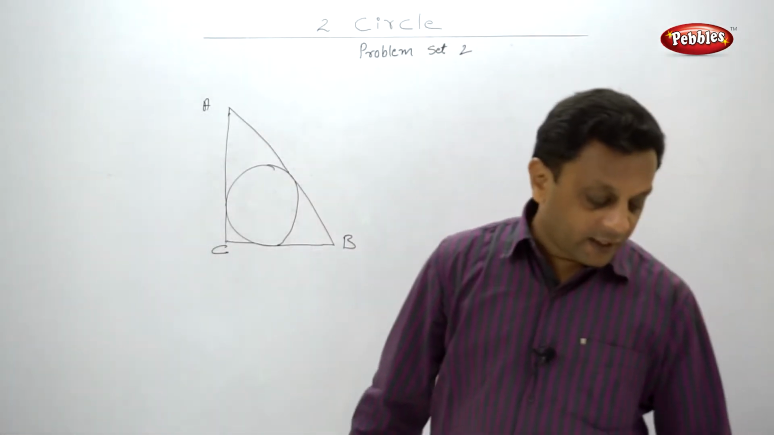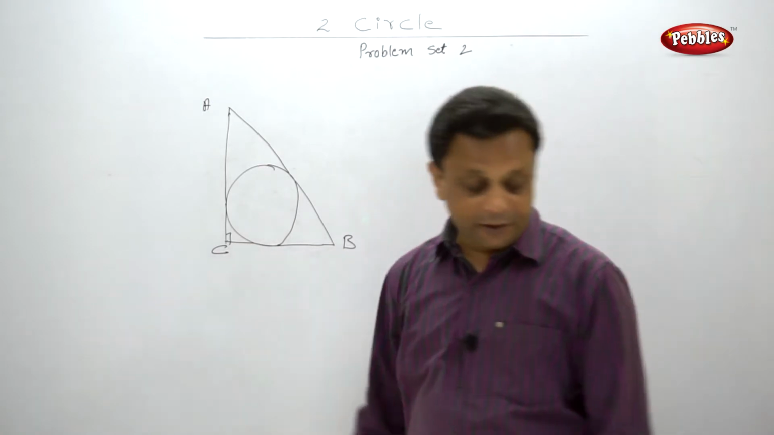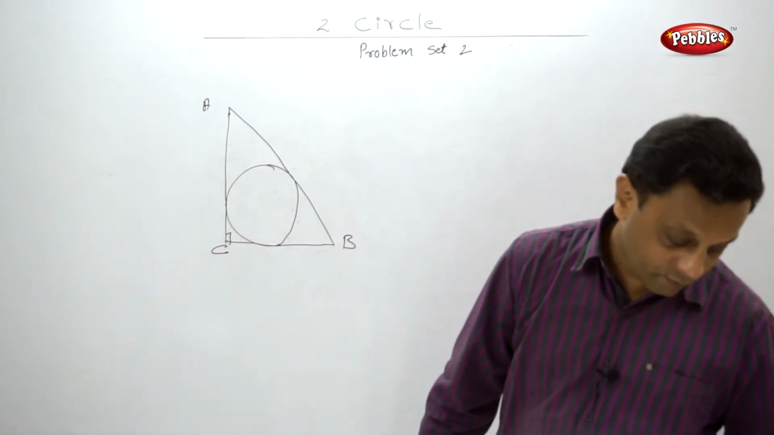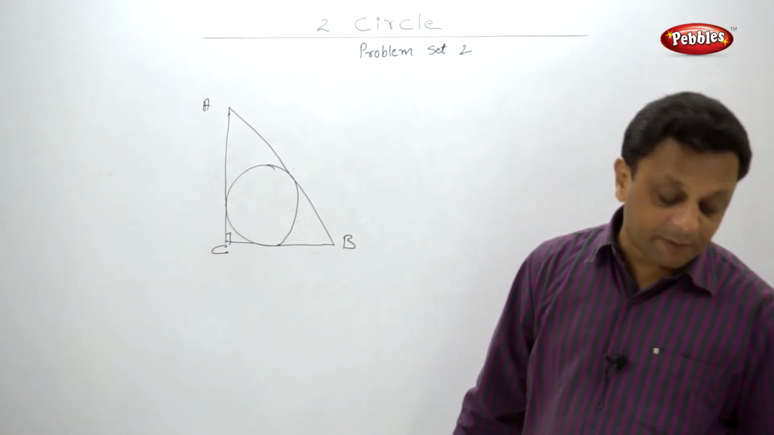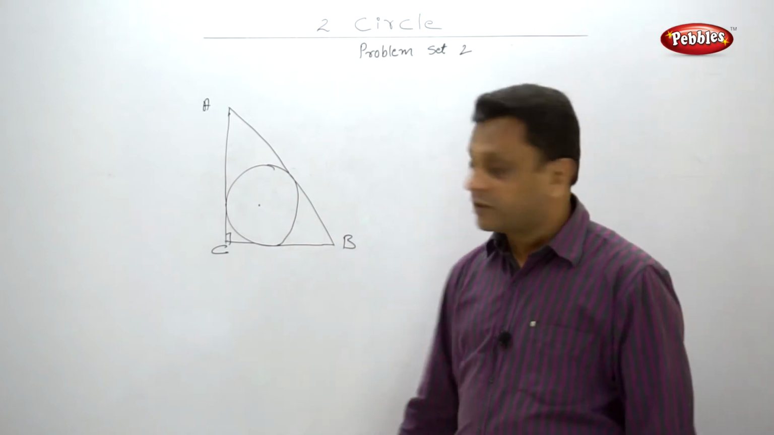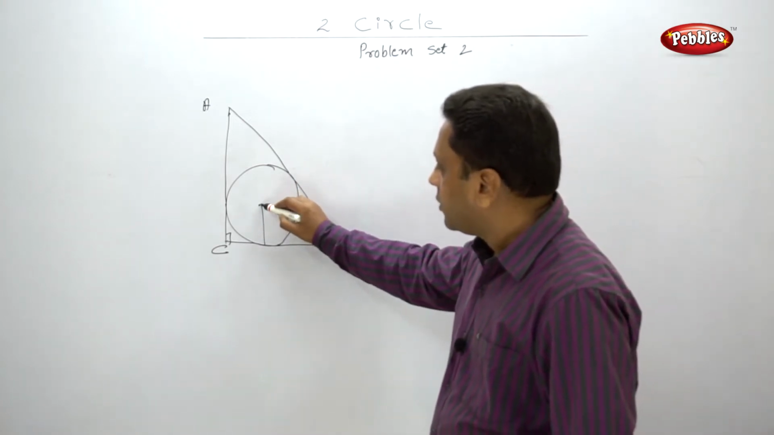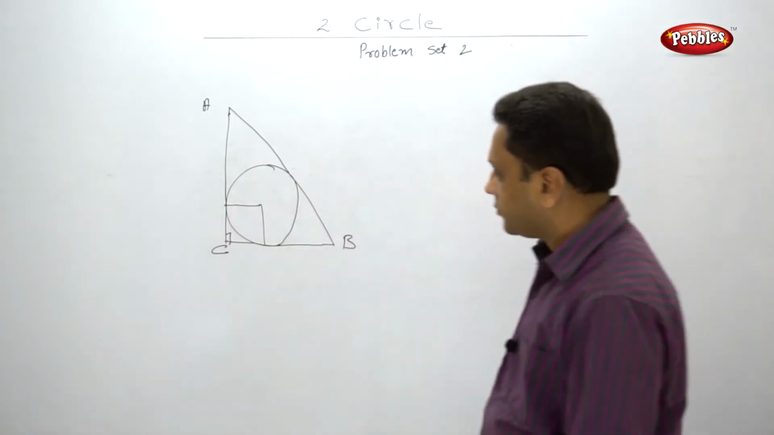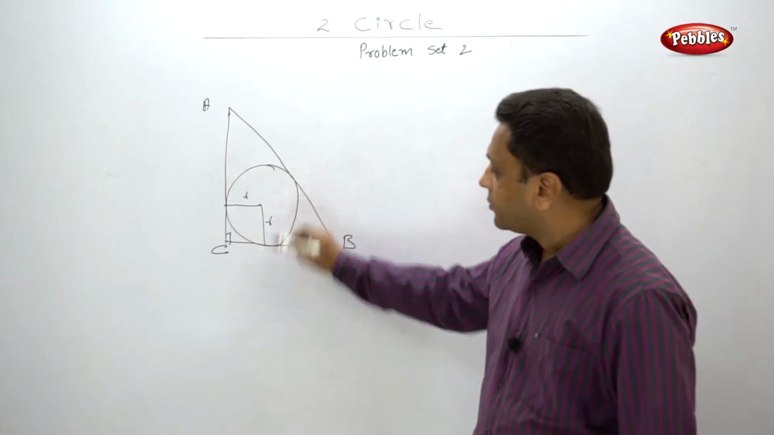In the right angle triangle ABC, angle ACB is 90 degrees. This is angle 90 degrees. A circle with the radius R is inscribed in this triangle. That means this circle with radius R is an incircle, and this is the radius R, this is the radius R.